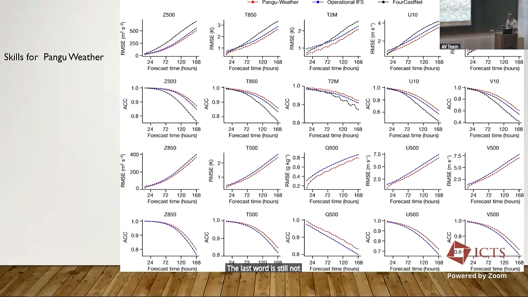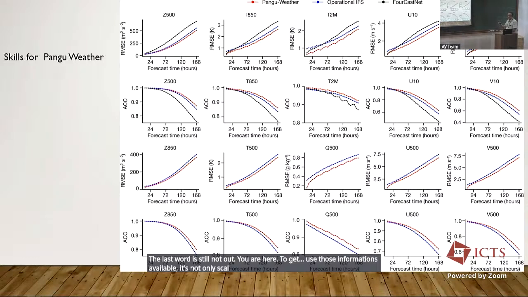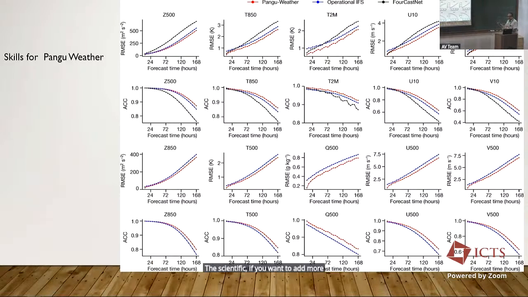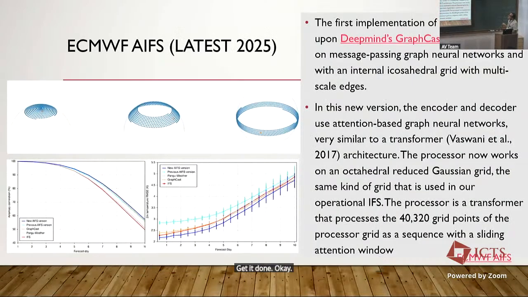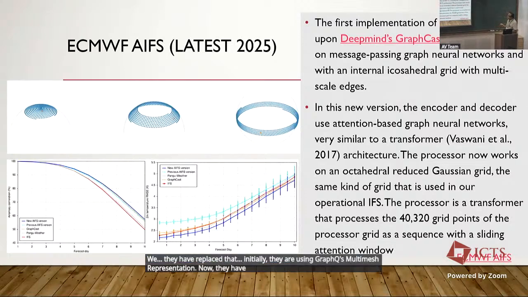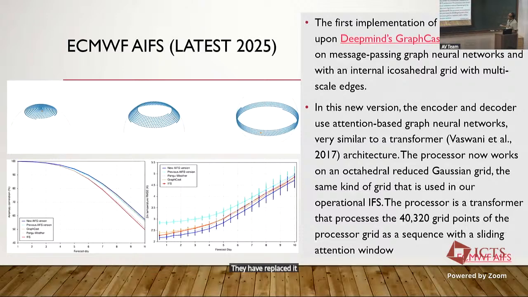You are here to use the available information. It's not only scalable information, it's also the scientific. If you want to add more science to it, you can add it and get it done. The latest ECMWF system, for example, initially used the GraphCast multi-mesh representation. Now they have replaced it with an attention mechanism.